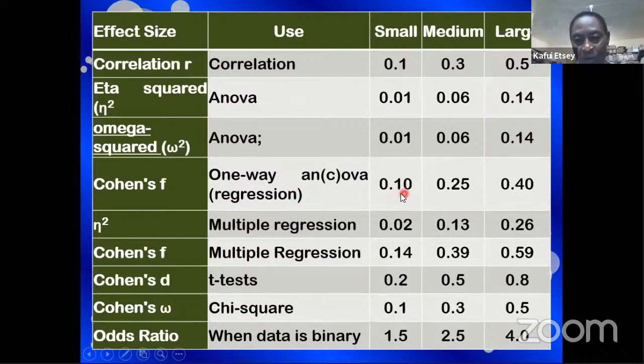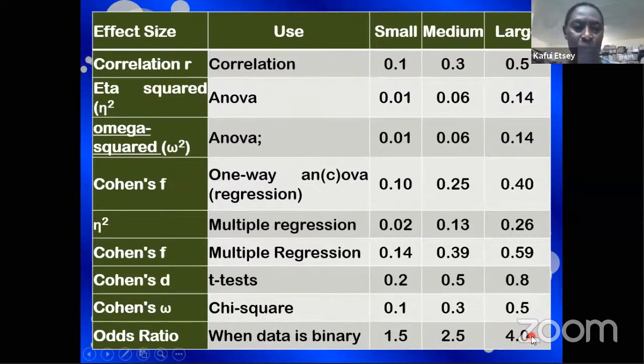Cohen's f is for the one-way ANOVA, one-way ANCOVA, and regression: 0.10, 0.25, 0.40. Then we have eta squared for multiple regression, 0.02, 0.13, 0.26. Cohen's f squared for multiple regression, 0.14, 0.39, 0.59. Cohen's d for t-test, 0.2, 0.5, 0.8. Cohen's omega for chi-square, 0.1, 0.3, 0.5. And odds ratio for binary data, 1.5, 2.5, and 4.0.